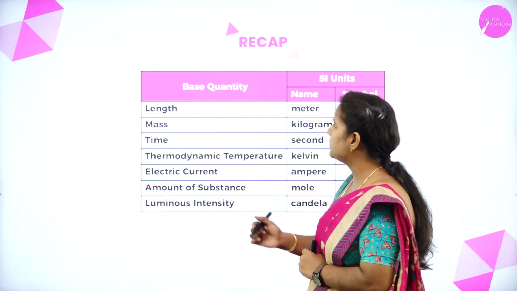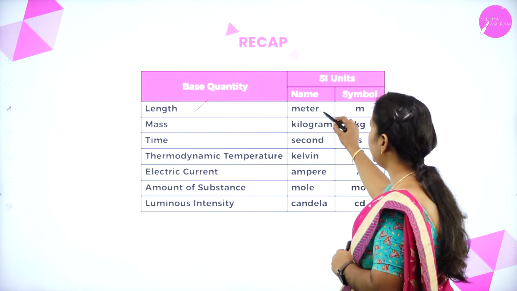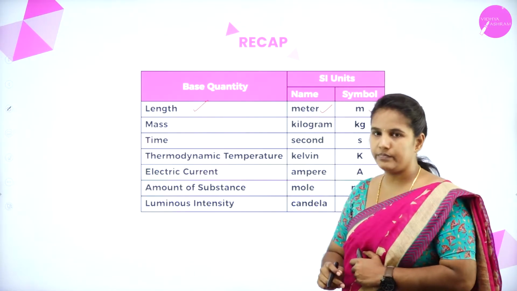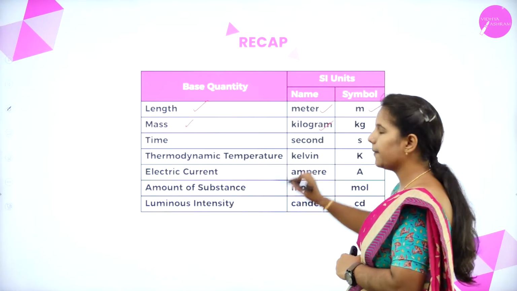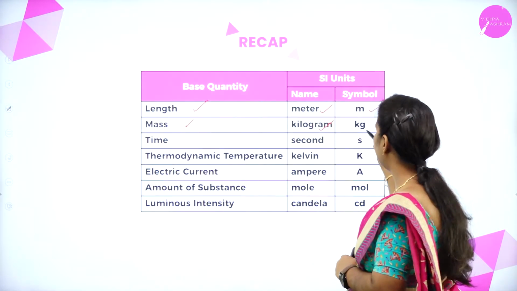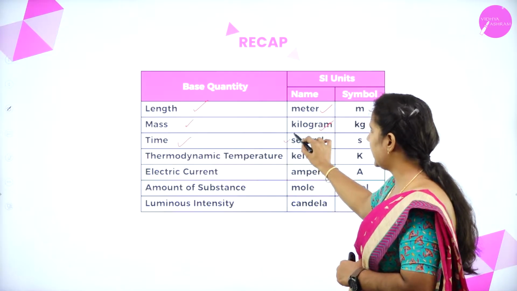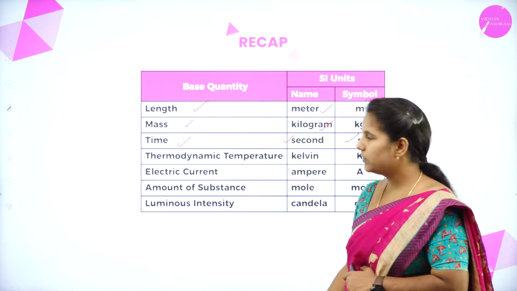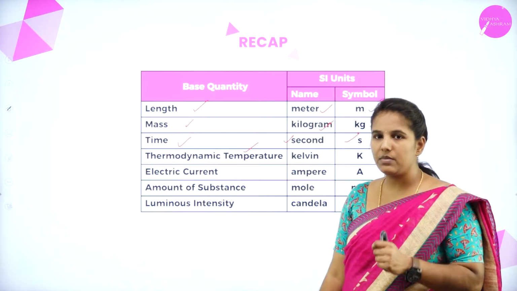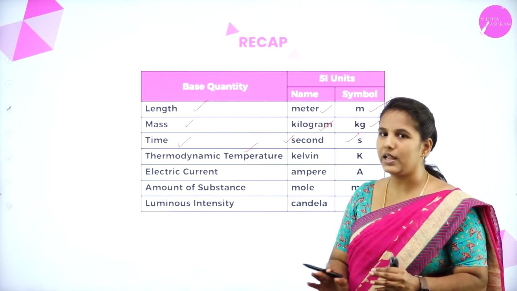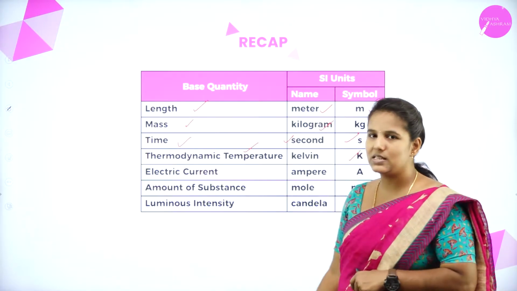Yes. The first base quantity is length, usually expressed in meter, and the symbol is m. And also mass. Mass will be expressed in terms of what? Kilogram, and the SI unit is kg. Okay, and time will be expressed in second, and the symbol is s. Coming to thermodynamic temperature, the temperature can be measured with 3 different scales, but the SI unit is Kelvin, and the symbol is K.